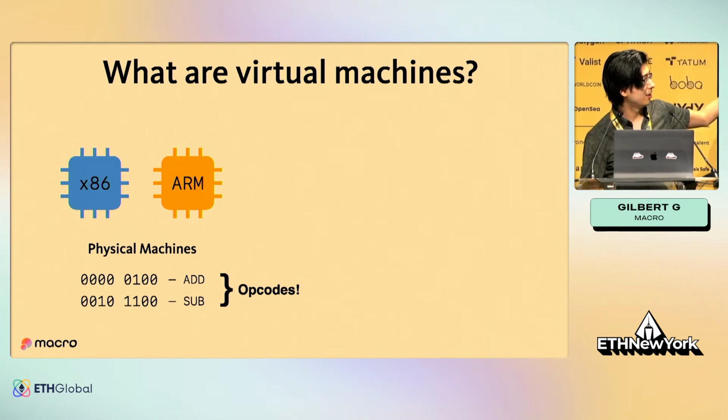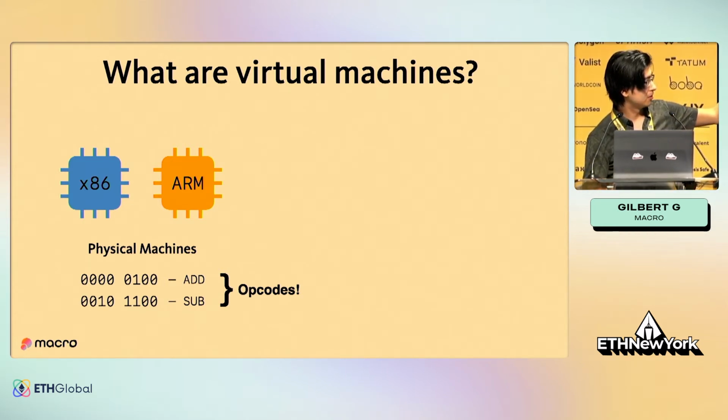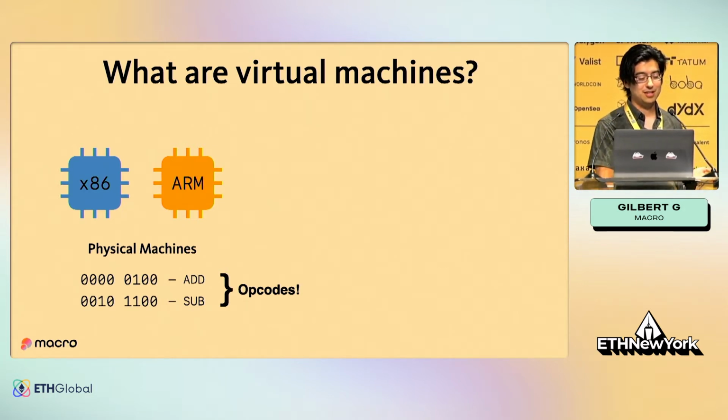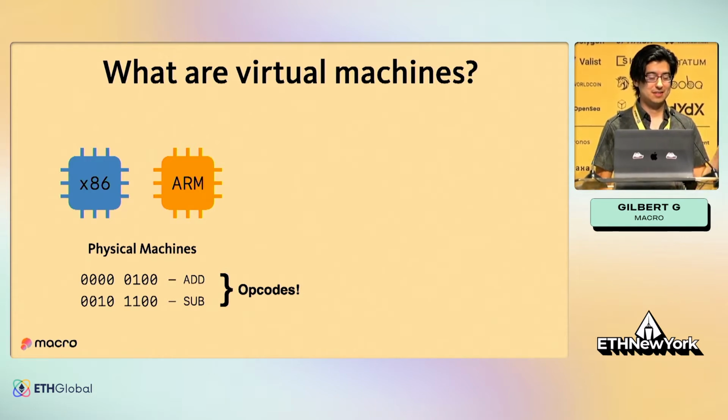So here we have some binary. Here is an example of the add opcode for x86, and it happens to be the same for ARM. And then we have another set of binary for the subtract opcode. You may have heard that machines are all zeros and ones. This is what we're talking about right now. The physical machine is going to look at this binary, and based on this binary, it's going to do something. In this case, it's going to add or subtract or whatever. There's lots of opcodes, but these are basic ones.